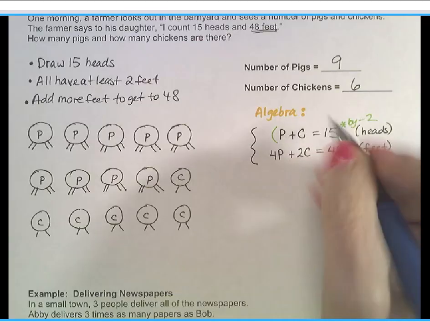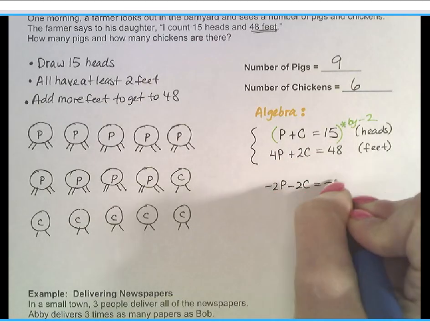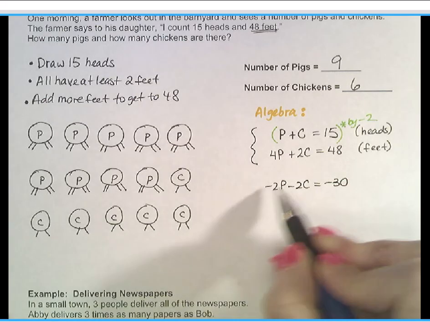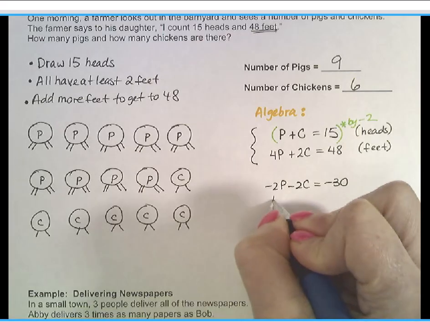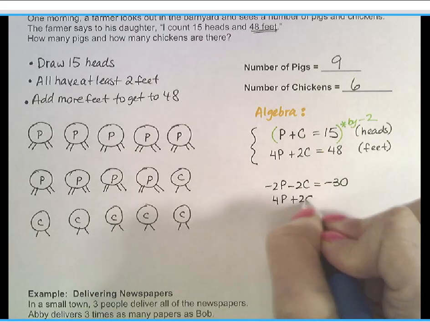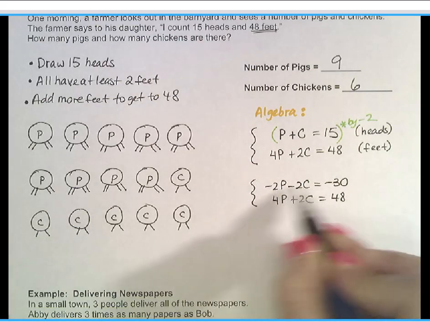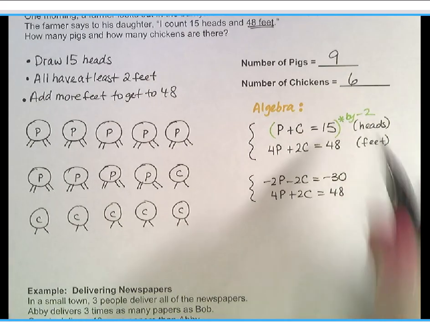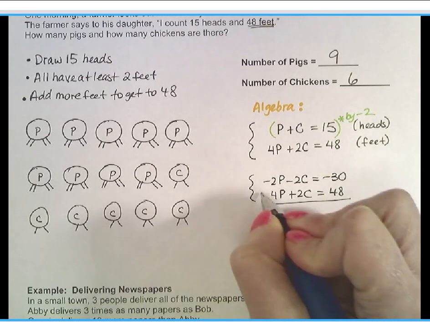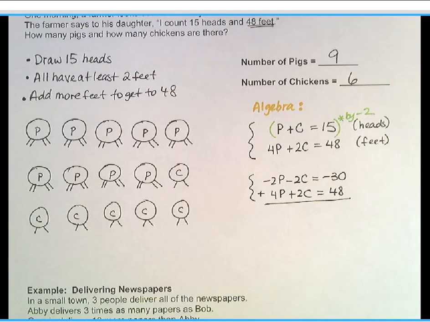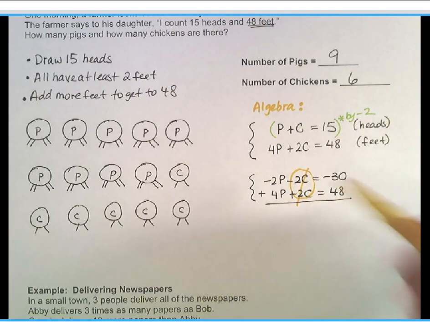If I multiply this top row by -2, that's what I'll get. -2p minus 2c equals -30. And then I'm going to write the second equation underneath it. So all I did was kind of blow up this first equation. I multiplied it by -2. And the reason I did that is because what I want to do is add these equations together. And because of the strategic -2 that I picked, it's going to make these two terms cancel.